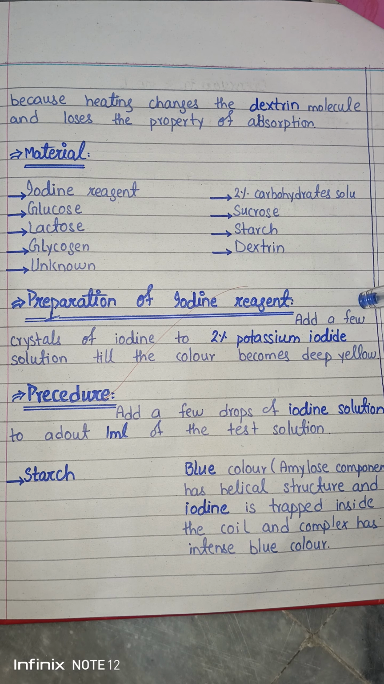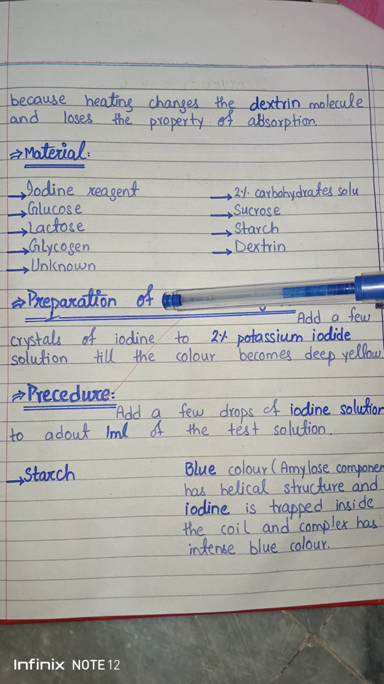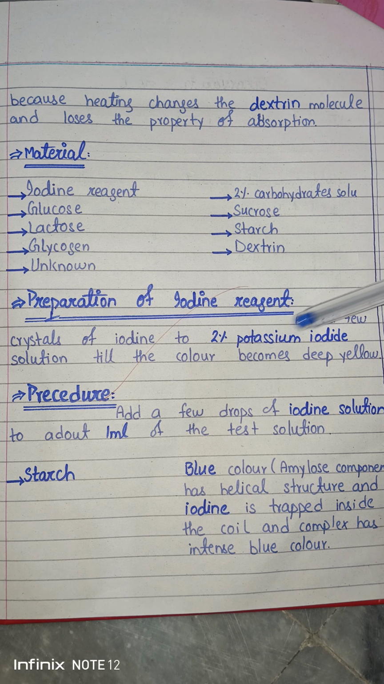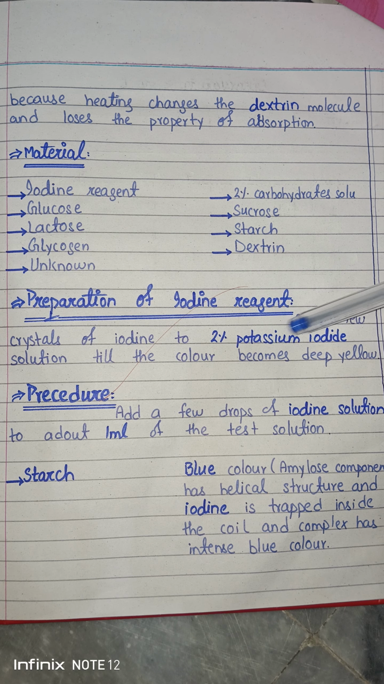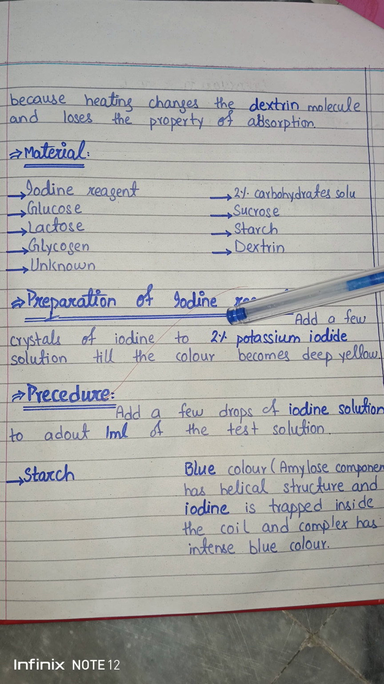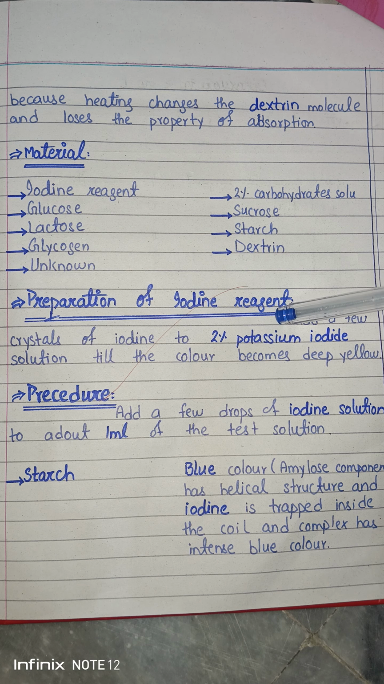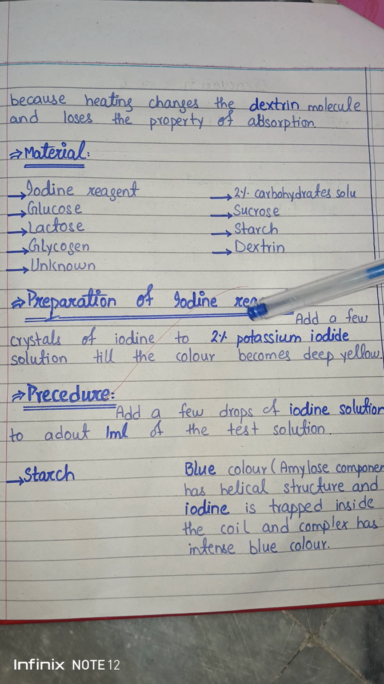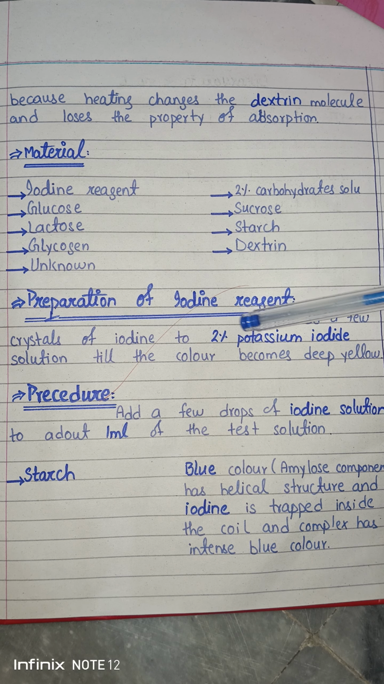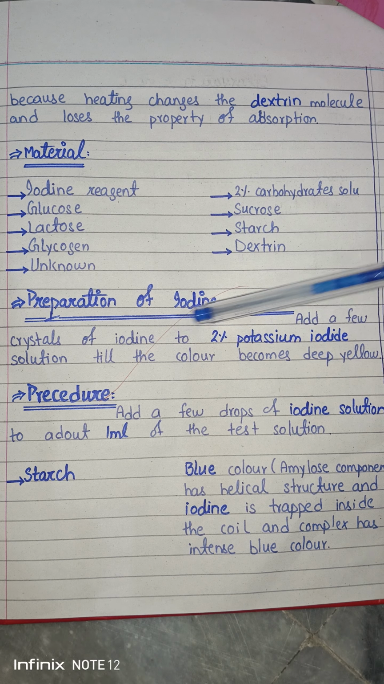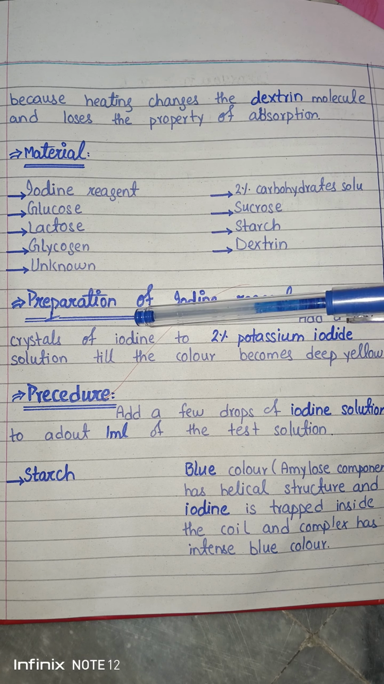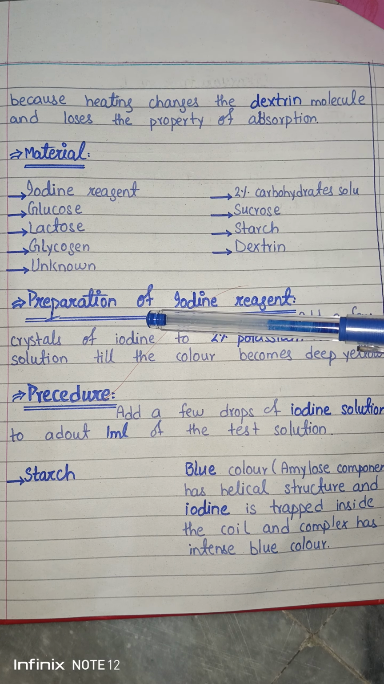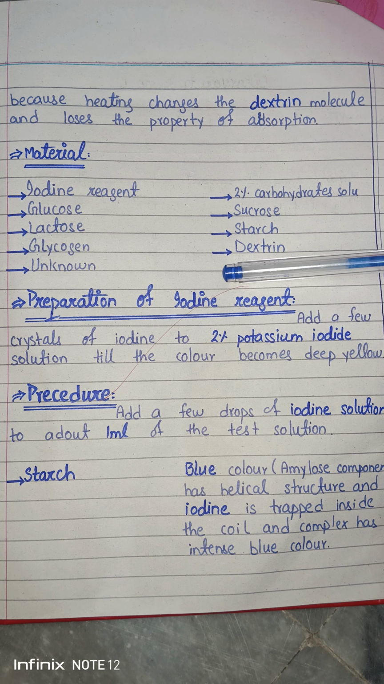So first of all, you will add a few crystals of iodine to the 2% potassium iodide solution. First of all, you will take 2% potassium iodide. How do you prepare a 2% solution of it? You will take 2 grams of potassium iodide and dissolve it in 100 ml of water. You will get the 2% solution. Now in this 2% solution you will add the crystals of iodine, and your iodine reagent is prepared.